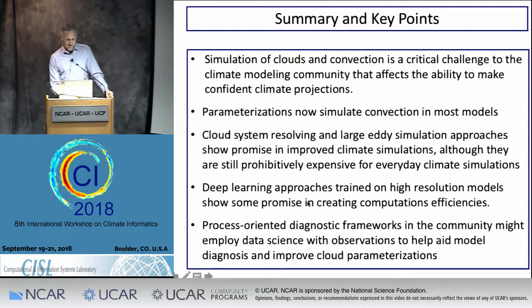I showed some examples of deep learning approaches trained on high-resolution data sets that show some promise in creating computational efficiencies. And I also plugged that there are various efforts on process-oriented diagnostics going on in the community that might help employ data science with observations to aid model diagnosis and improve cloud parameterization. So that's another pathway other than high-resolution data sets.